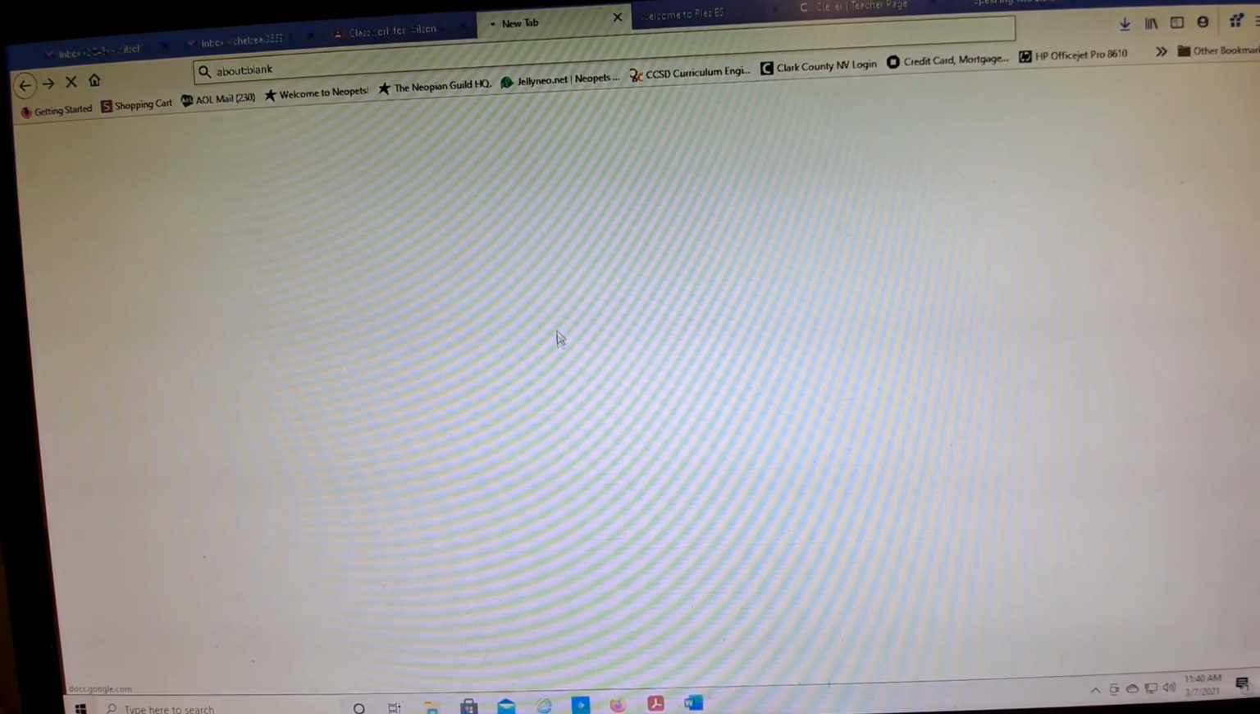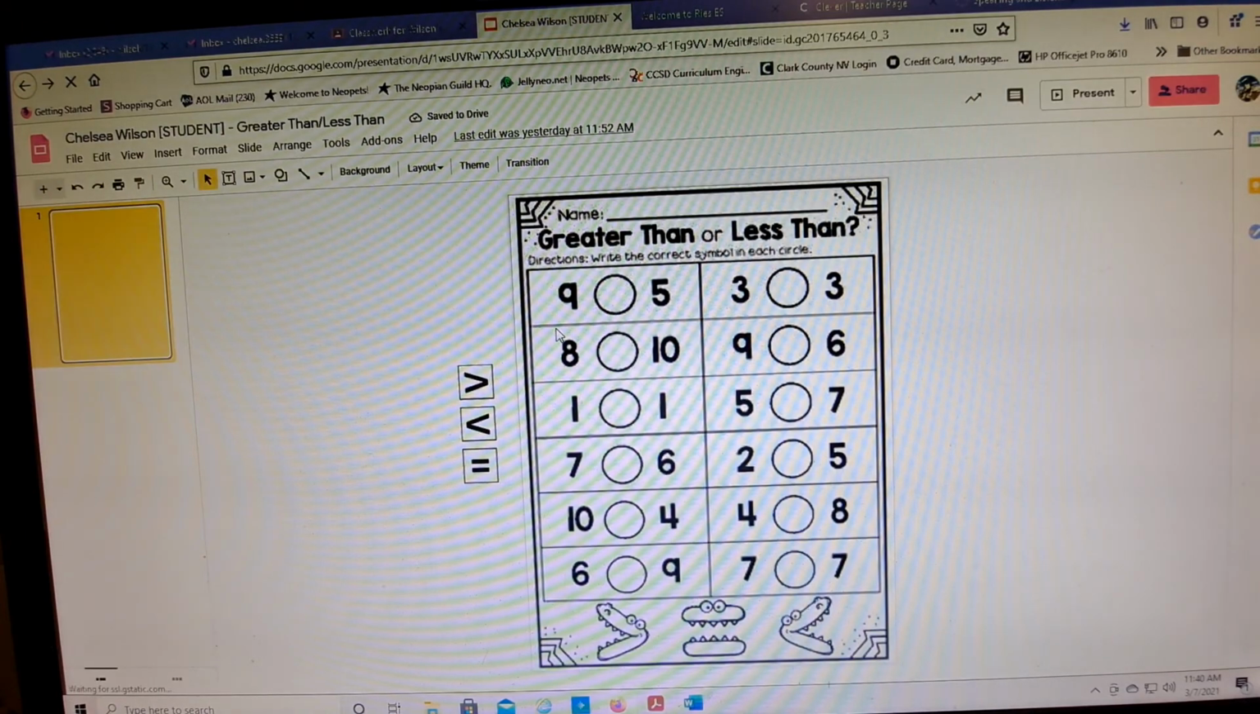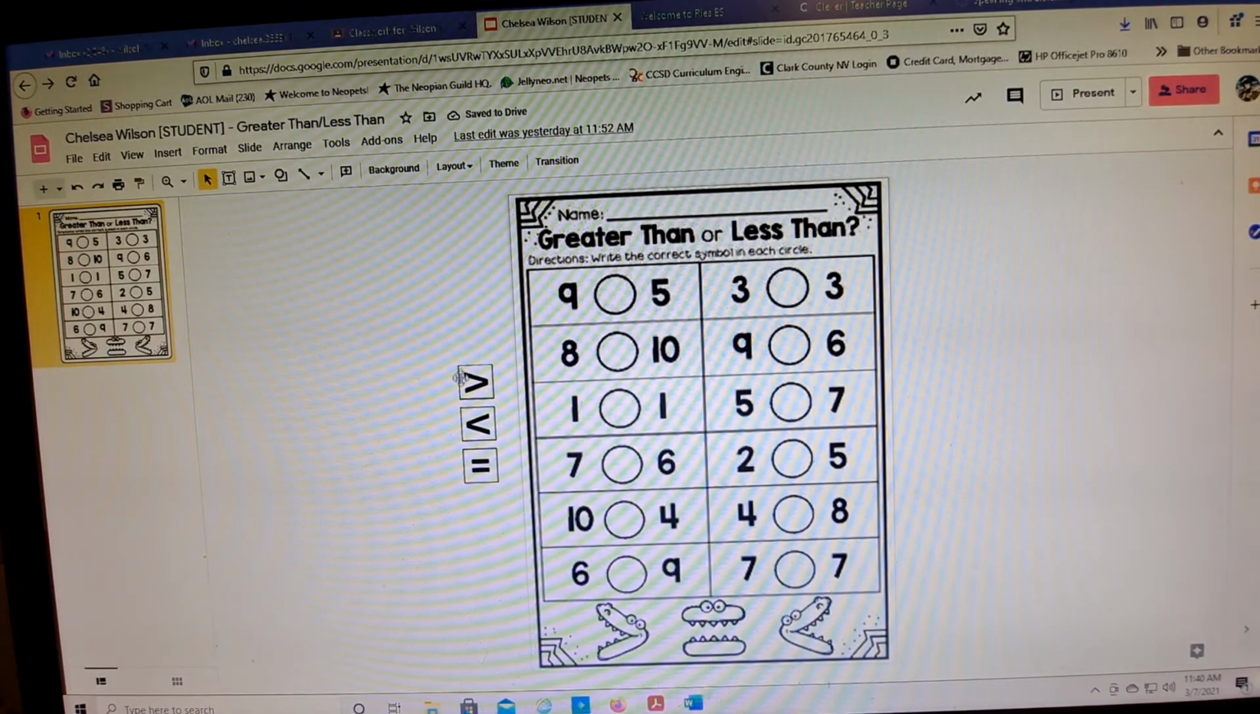For Wednesday, their independent work, it's just greater than or less than, and then you just click and drag the symbol to the correct symbol for the problem. So 9 we know is greater than 5. And we'll talk about it as well. Obviously, the mouth always eats the bigger number. So 9 is greater than 5.